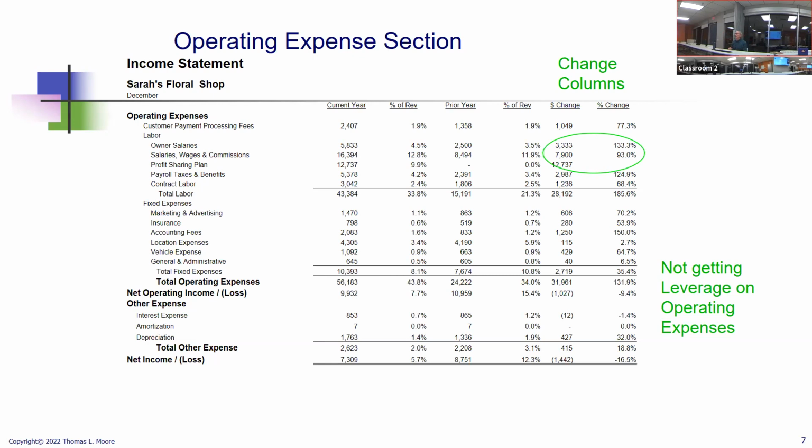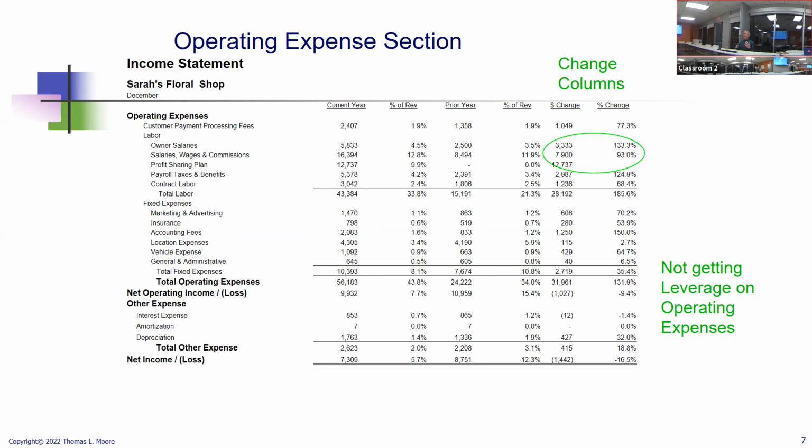Another thing that she's done is she's added a profit sharing plan. And can you see that here? That's $12,737 for the current year. And in the prior year, there's no number there. It's blank. So she's added $12,737 and more costs to her total operating expenses this year than last year. And that's what's generated this difference, where the percent of revenue is higher this year for operating expenses than it was for last year.